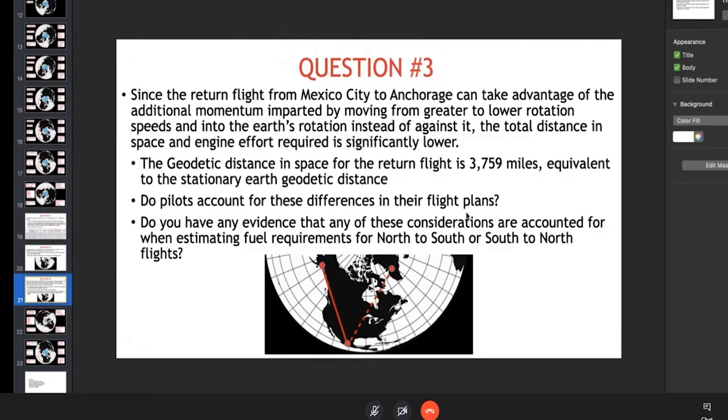Do pilots account for these differences in their flight plans? Meaning, do they account for the fuel requirement differences from going south to north, and the distance that they travel through space, and the increase in power that is required for them to gain momentum? Does anybody have any evidence that any of these considerations are accounted for when estimating fuel requirements for north to south or south to north flights?